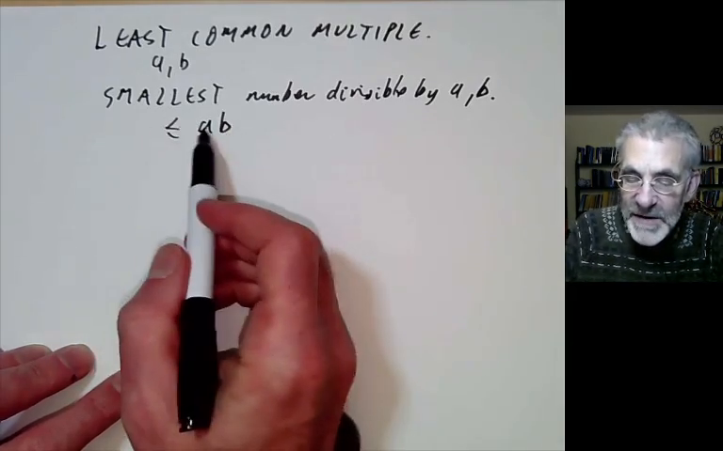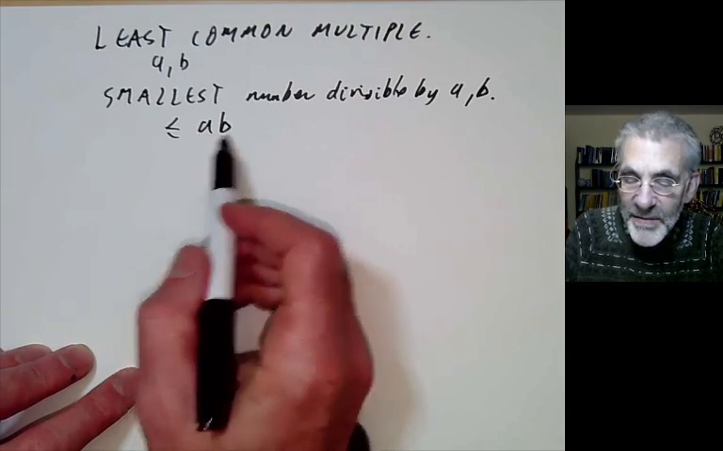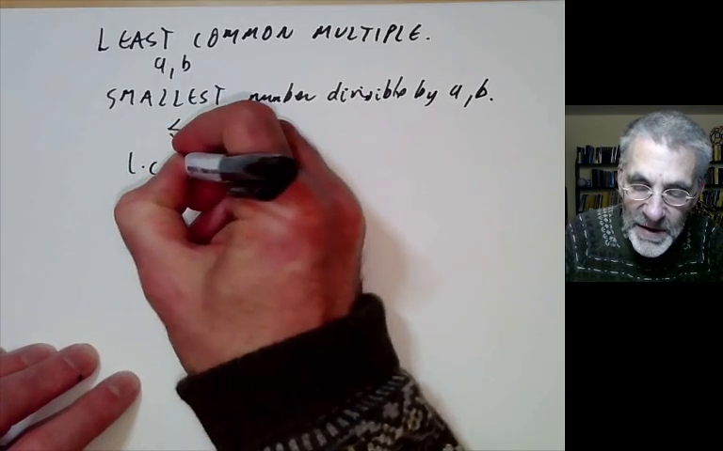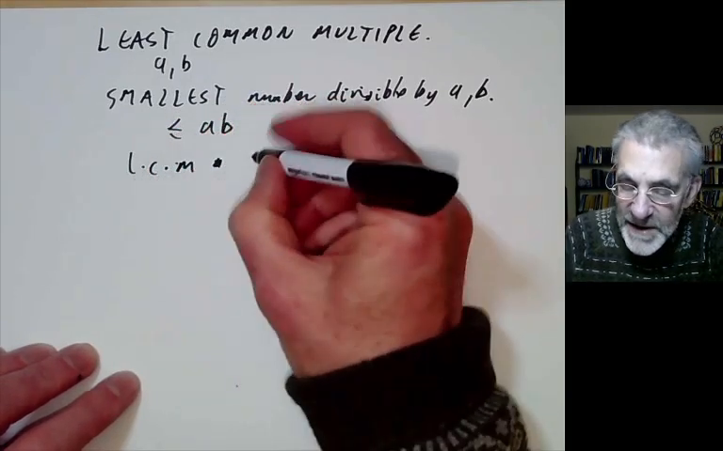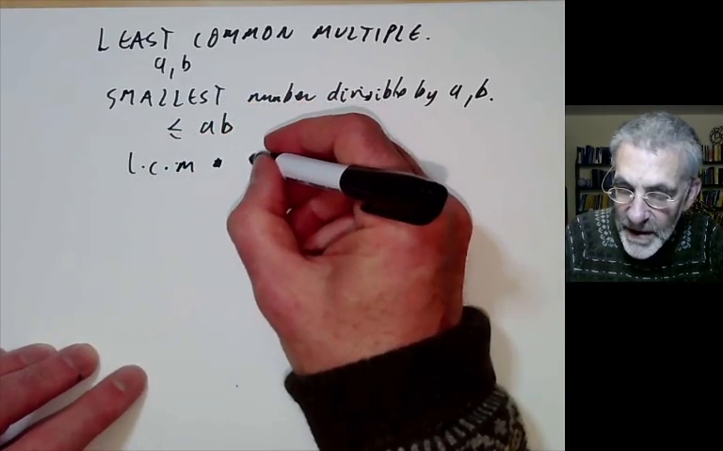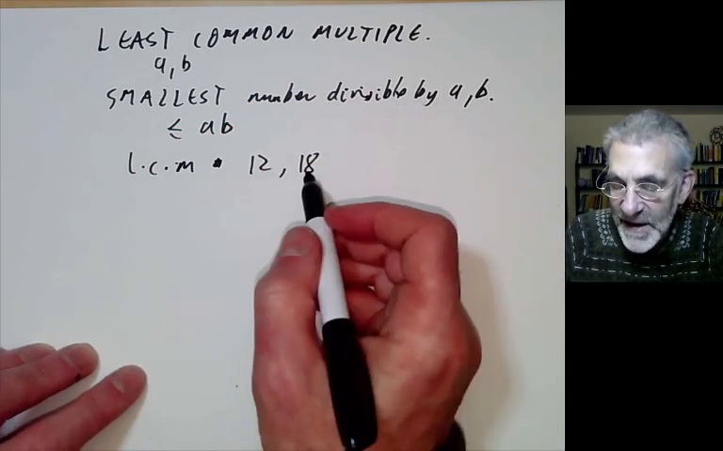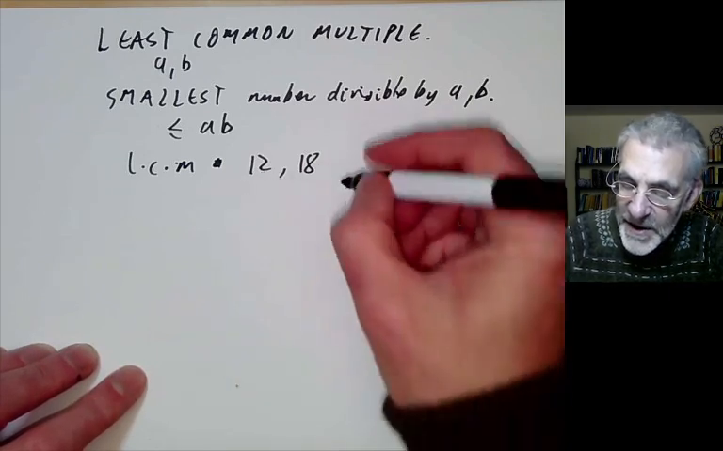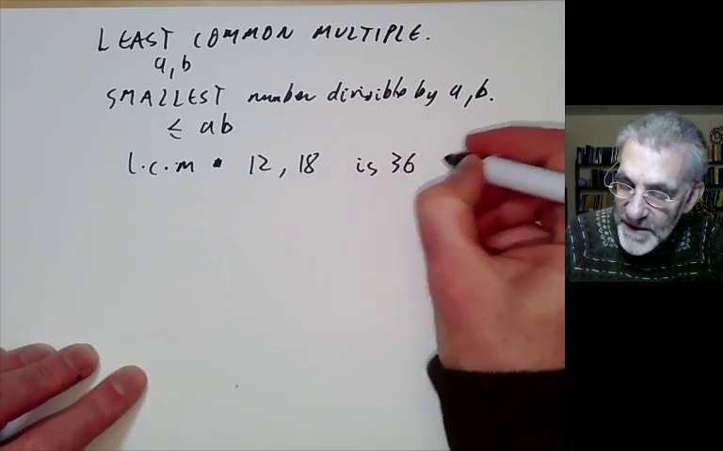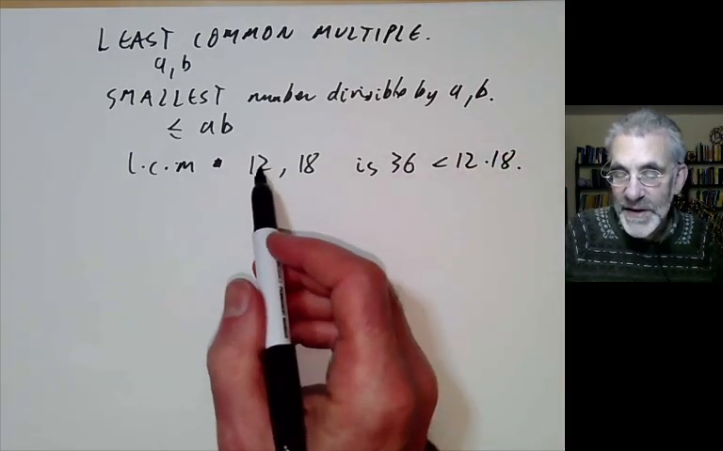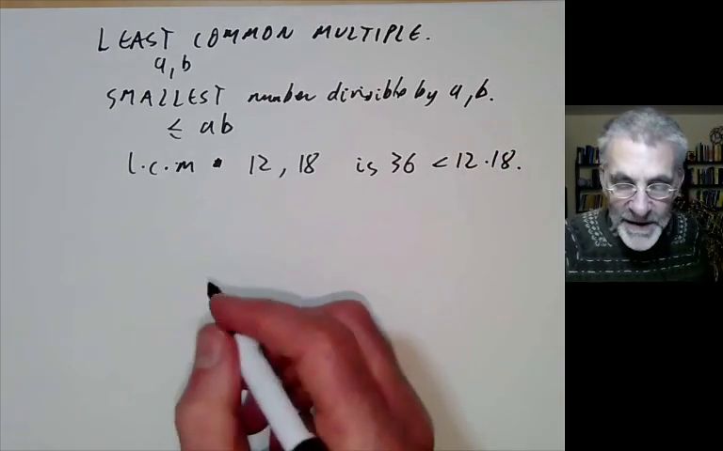so the least common multiple of positive numbers A and B is going to be at most A times B, but it might be smaller than it. For instance, the least common multiple of, say, 12 and 18 is not going to be 12 times 18, that's too big, it's just going to be 36. So this is definitely less than 12 times 18. And you can see the reason it's smaller is that these things actually have a common factor.